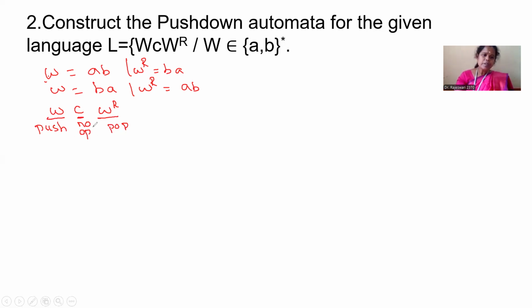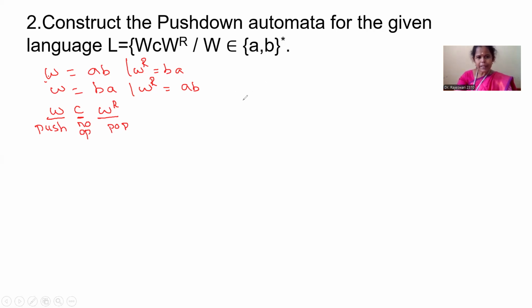So what happens then? Whenever the symbols belonging to W come, we have to perform the push operation. When it checks C, there is no operation, but there should be a state change. Then after changing state, that is after consuming all the symbols from W, when it checks the reversal of the same string, the pop operation should be performed. This is how we have to construct a push-down automata.